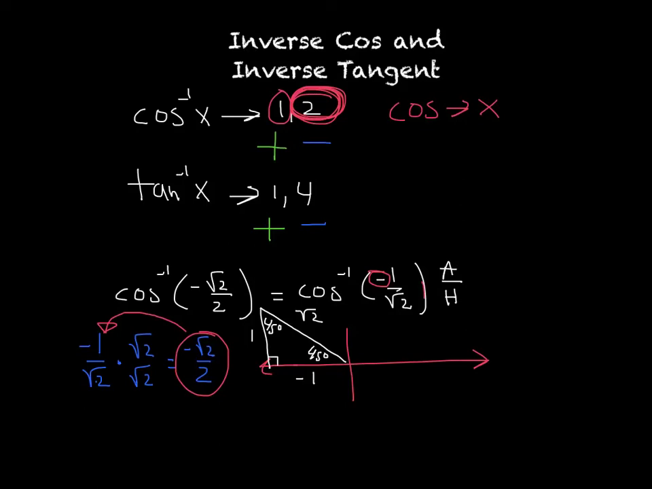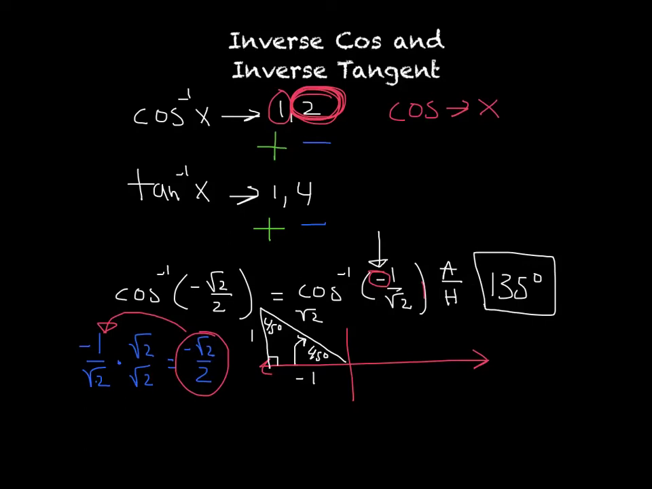45, 45, 90, right? So that's going to be 45, and that's going to be 45, and that's going to be 90. Now, you can't put down 45 as your answer because which quadrant are you in? You're in quadrant 2. So you need to put down 135 degrees as the answer. 135. If you put down 45, you're going to be in the first quadrant, and that would be a positive cosine value, not a negative cosine value. So 135. All right.